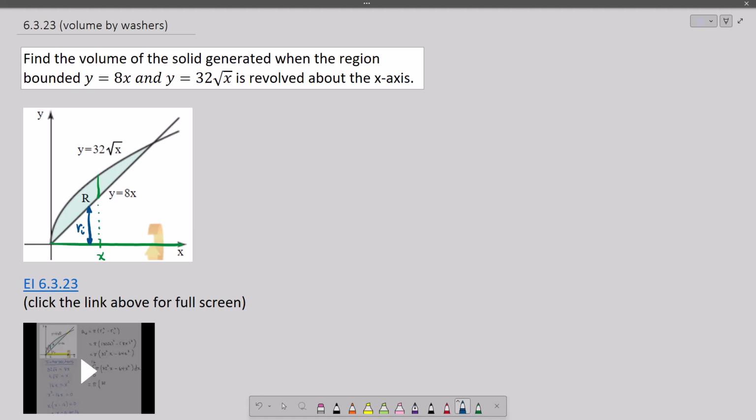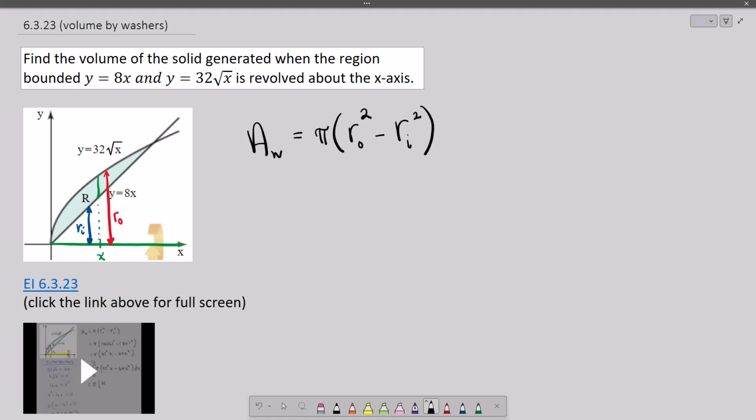And then the axis up to the second curve, the further curve, that distance is the outer radius. Our first task is to find the area of a washer, which is going to be pi times the outer radius squared minus the inner radius squared. So that's a washer. Pi r outer squared minus pi r inner squared. Factor out the pi. So big disk minus small disk.